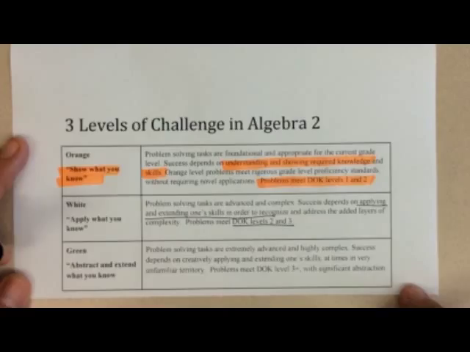For white level, students are asked to apply what they know and extend their skills in order to recognize and address some added complexity. These problems meet DOK levels 2 and 3. It's important to recognize that students completing the white level assessments will need to know all the material from the orange level. Also, it's important to realize that this is still on grade level material, but with some added complexity.